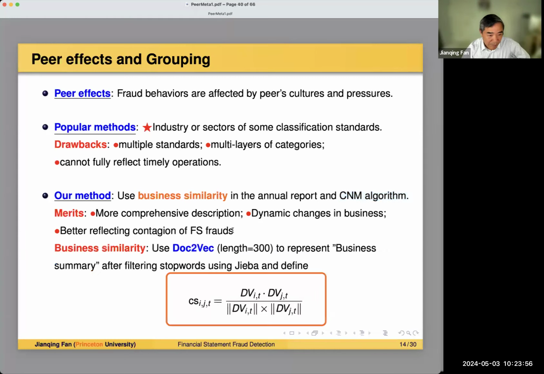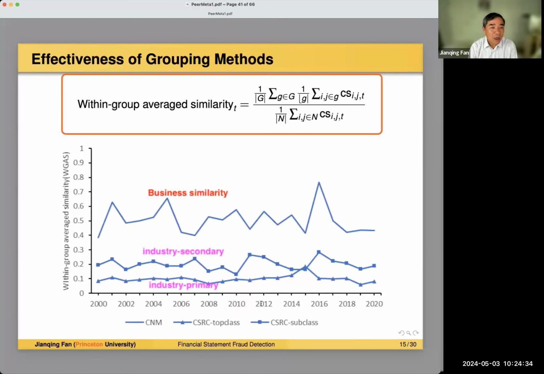In our particular implementation, after extracting a business summary, we use Word to documents to represent the business summary after filtering the stop words, and we define the cosine similarity, just like the angle between those 300-dimensional vectors. So we can define the business similarity after document-to-vector embedding, each document being represented by 300-dimensional numbers, and then you can calculate the similarity between two documents.